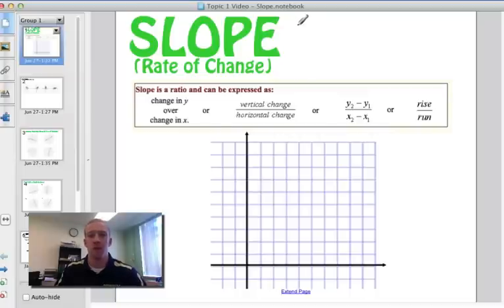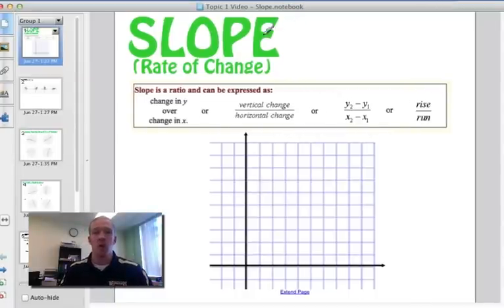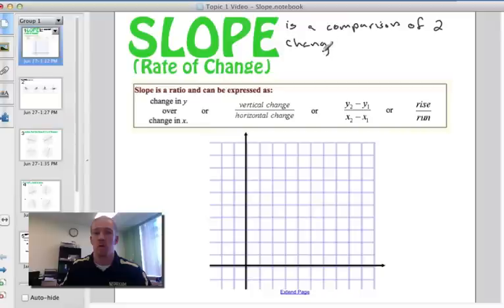Alright guys, so here is a very important topic called slope. What slope is, or we call it rate of change. Rate is just how quickly something happens, and change is when something changes, right? So slope is really a comparison of two changing quantities. So that's what we mean.